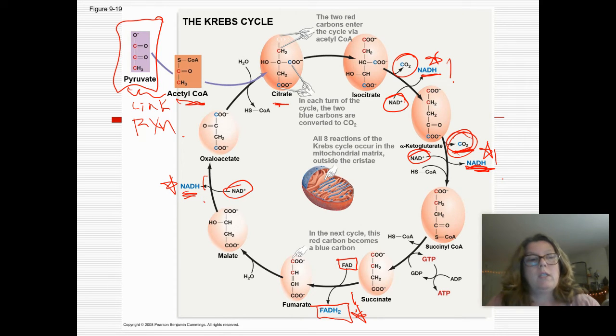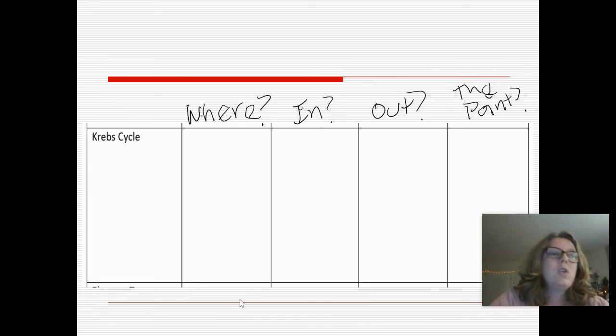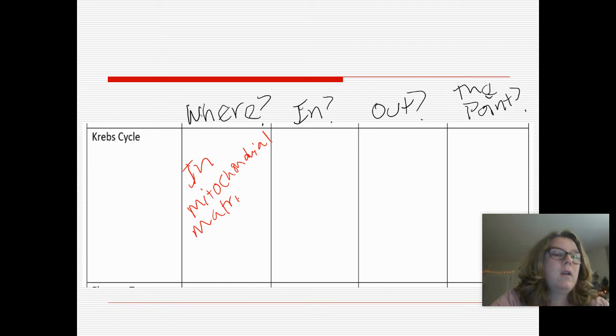So let's pause for a sec, go to our chart for just a minute, okay? And I apologize, I had to handwrite these in because when I cut the chart up, you've got your chart on one nice sheet. I just cut the pieces I needed so that I could fill them out here. So I had to rewrite what each of these columns was. So again, the where is in the mitochondrial matrix, right? So we're in the matrix of the mitochondria.